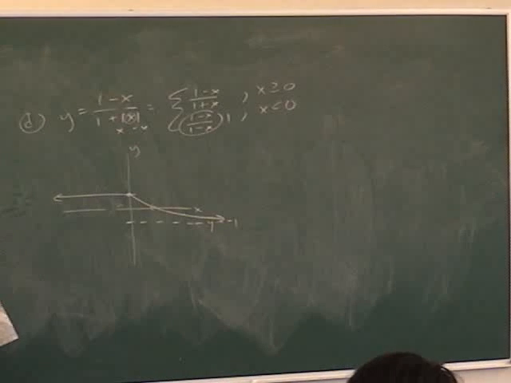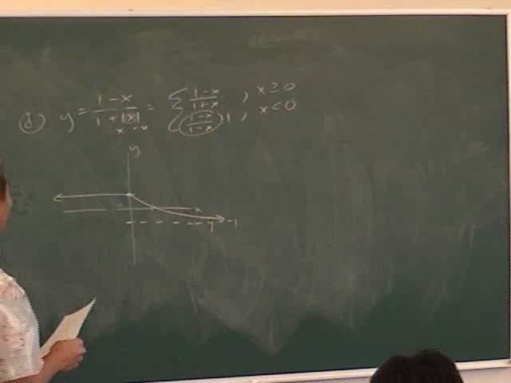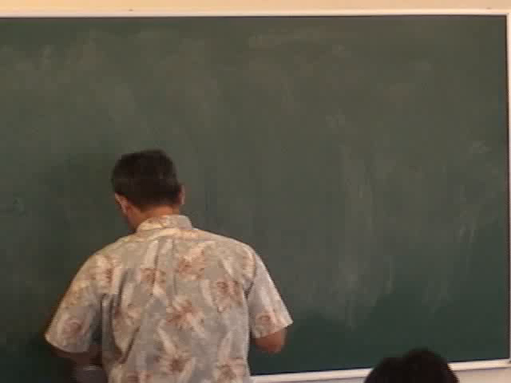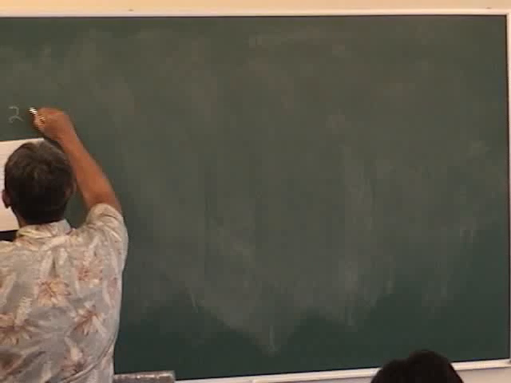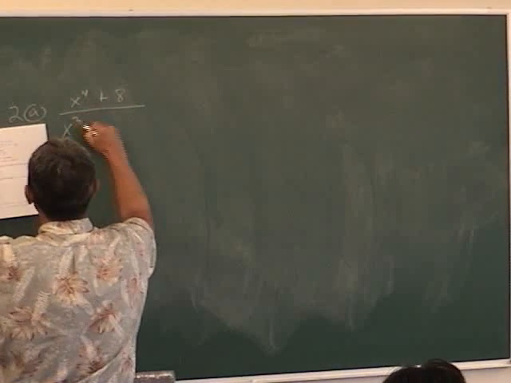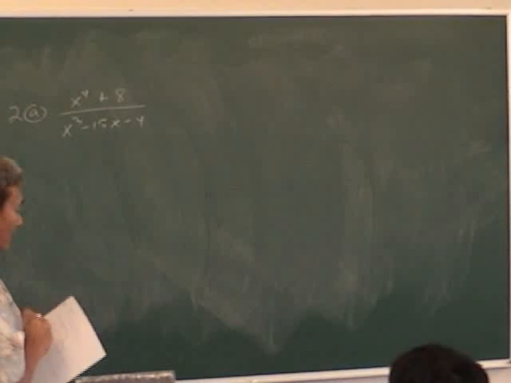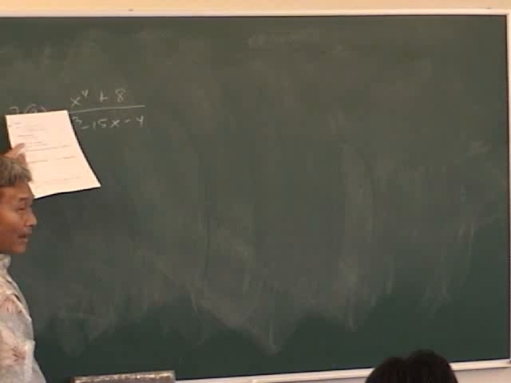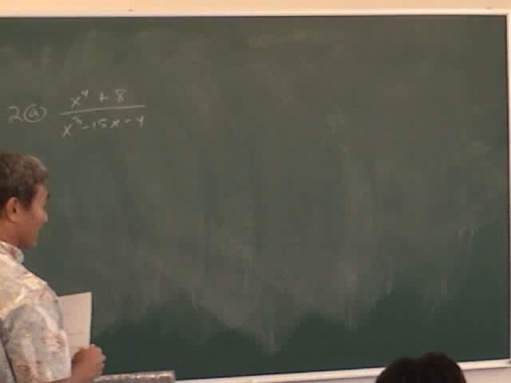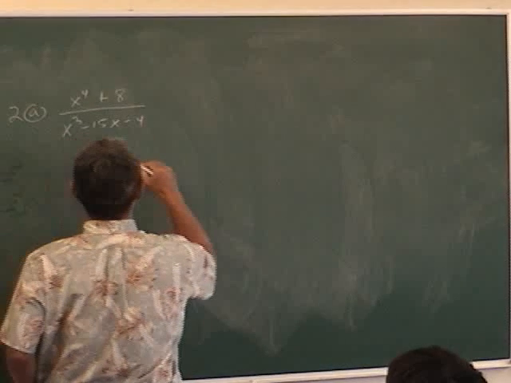Okay, number 2. That's partial fractions, unless it's the hardest. 2a: x to the fourth plus 8 all over x cubed minus 15x minus 4. What do I have to do before I even start? You have to do long division because this is not a proper fraction. Now tomorrow, I might give you a hint, like you better divide first, or this will be a fatal error. So let's divide.